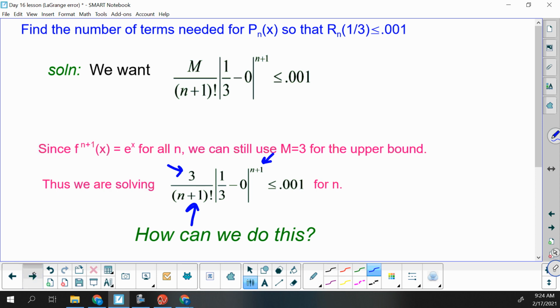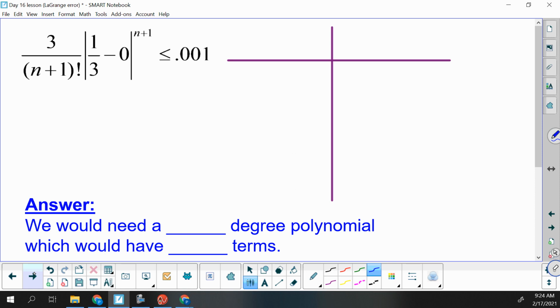Well, if we flip to the next page, we can do this in a graphs page in the calculator. So we can make a little t-chart. We've got n. This would be our 3 over n plus 1 factorial, times the absolute value of 1/3 minus 0, raised to the n plus 1.